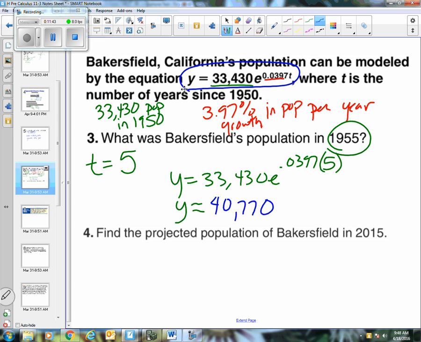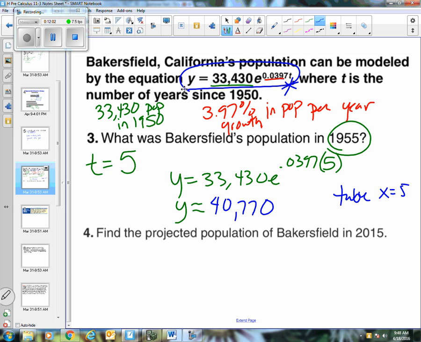Now, some other people might type this original equation into their graphing calculator, and then go into their table and look at x equals 5. That could also be a way that you could get that. And the cool thing about using the equation on your graphing calculator is that you can do it for any time, right?